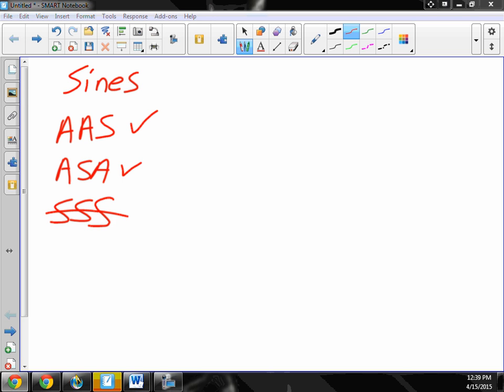So if you know two sides, you need to know an angle in order to find the other angle sometimes. If you know two angles and one side, sometimes you can figure out that other side. For example, side, angle, side. Let me show you this.